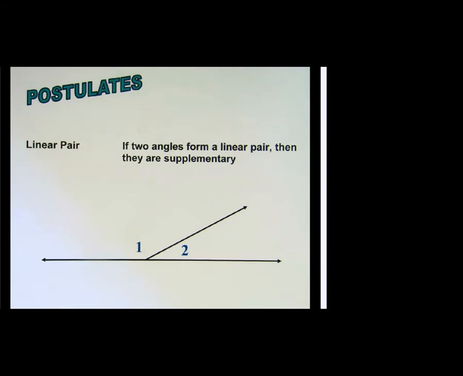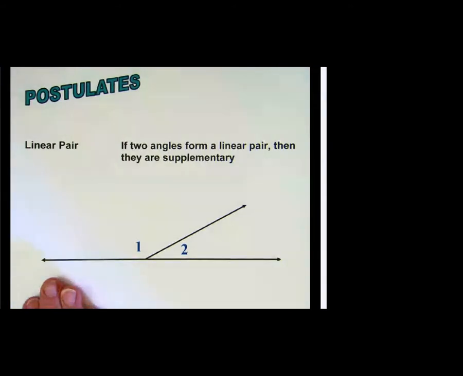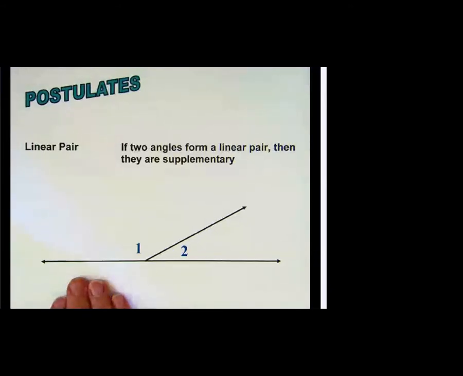I was going to walk through a proof, but I'm seeing it's a postulate, so we're going to accept it without proving it. Many postulates can be proven, we just don't do it. So I think you already knew this. Now, when you want to use it, you can call it the linear pair postulate.